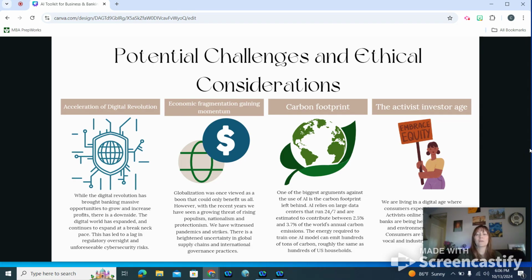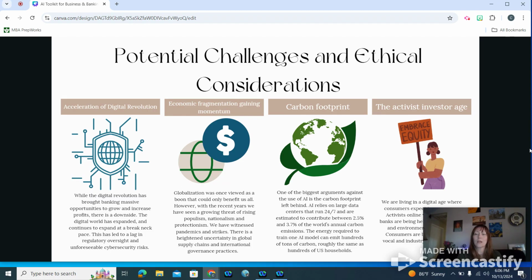We'll also have to think about the carbon footprint. One of the biggest arguments against the use of AI is the carbon footprint left behind. AI relies on large data centers which run 24/7 and are estimated to contribute between 2.5% and 3.7% of the world's annual carbon emissions. The energy required to train one AI model can emit hundreds of tons of carbon. That's roughly the same amount as hundreds of U.S. households.